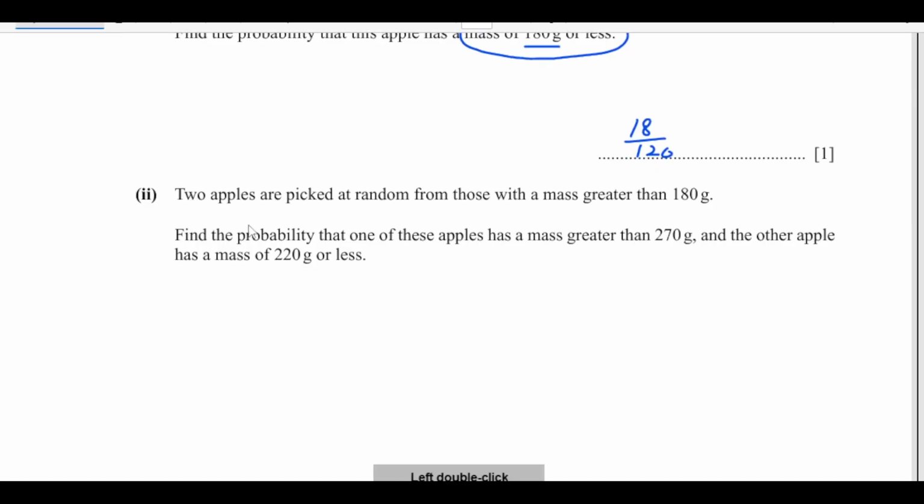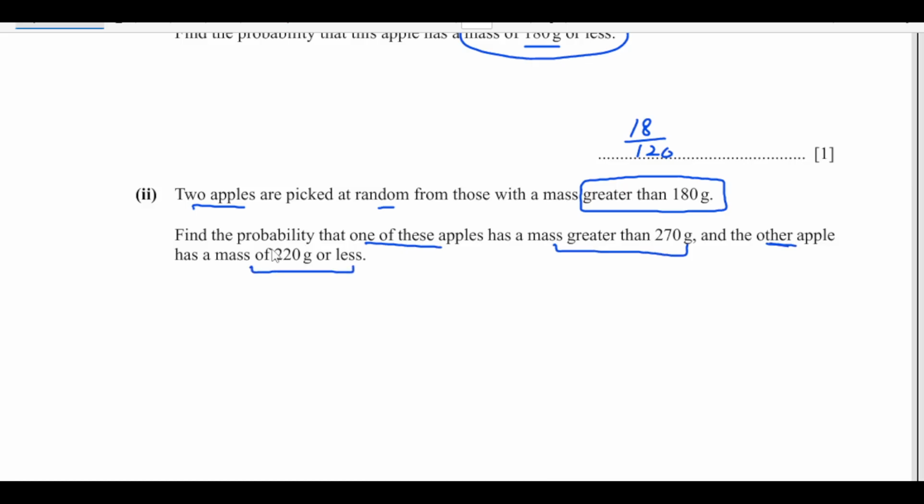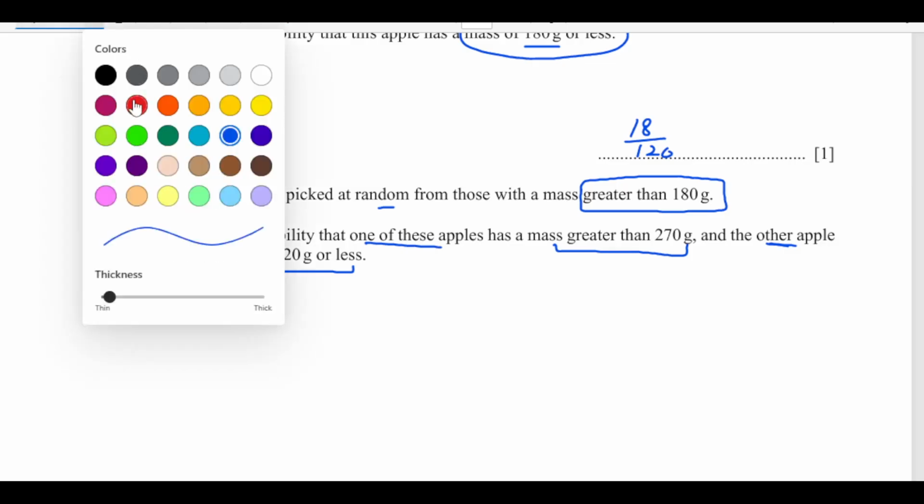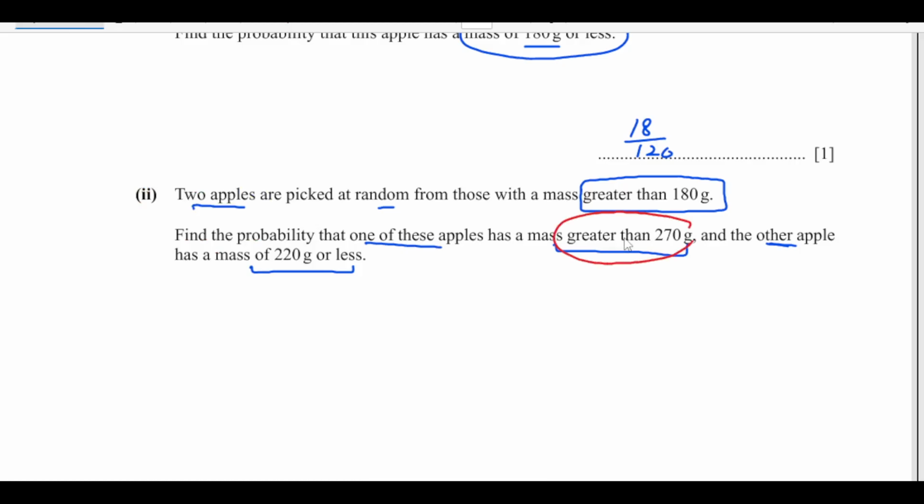Now this one is a bit tricky. Two apples are picked at random from those with the mass of greater than 180. Now greater than 180, find the probability that one of these apples has mass greater than 270 and the other apple has mass of 220 grams or less. So we have two conditions here actually. So one is this one here, greater than 270, another one is less than 220, right?